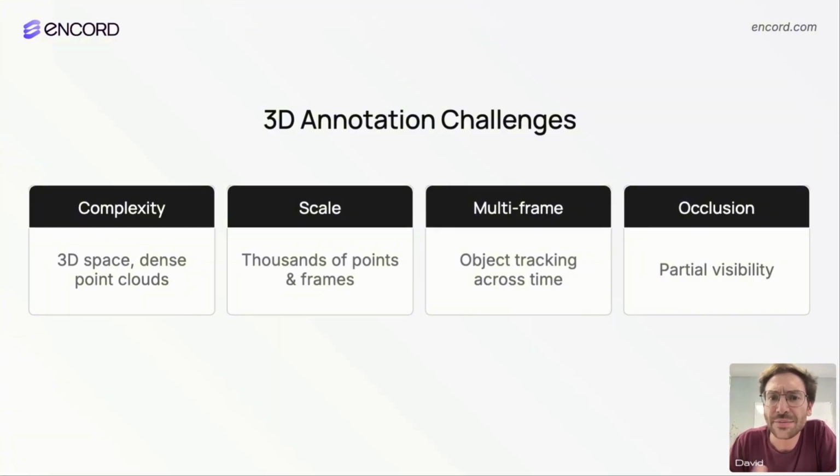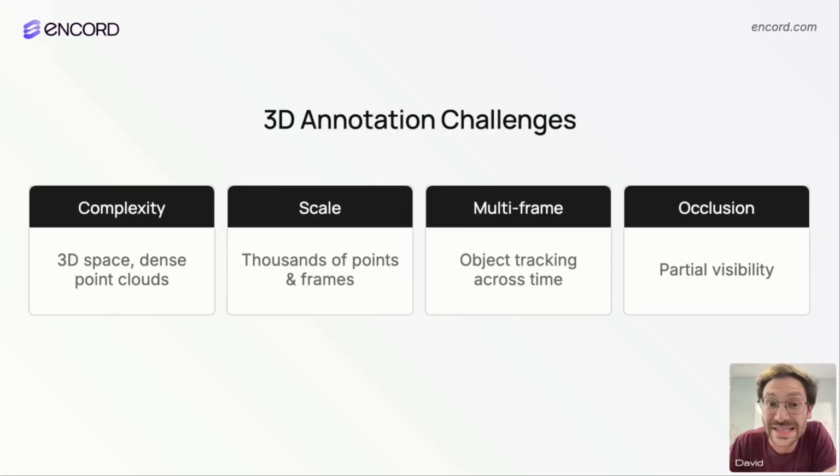Also, LiDAR annotation provides models with a precise understanding of an environment's geometry, depth, and spatial relationships. The annotations teach a model to identify and classify objects, distinguish between different surfaces, and then track objects in real time, which of course is critical for building safe, reliable, and high-performance AI systems that operate in the physical world.